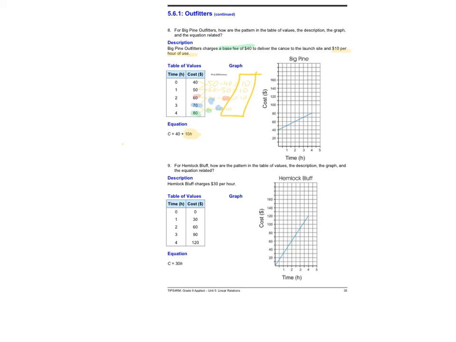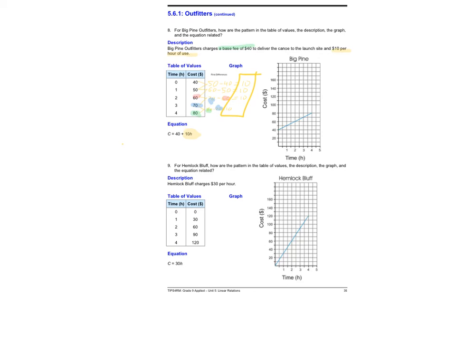Last of all, we need to see how $10 per hour applies to our graph. So looking at our graph, we can see that at 0 hours we have a cost of $40. At 1 hour we have a cost of $50. At 2 hours a cost of $60. At 3 hours a cost of $70. And at 4 hours a cost of $80.